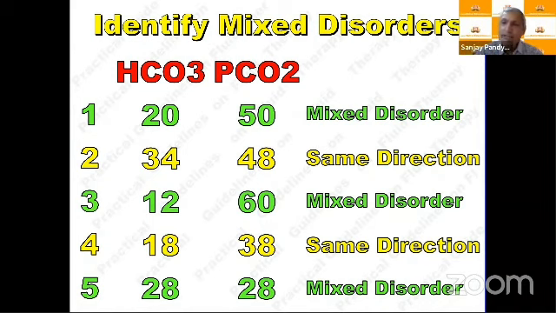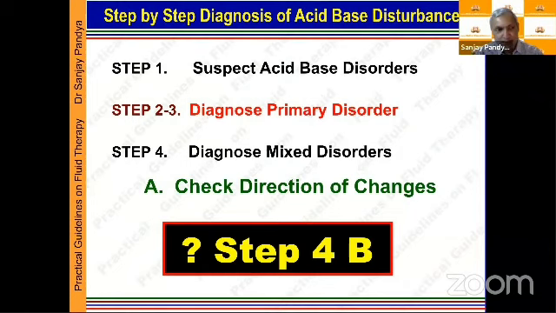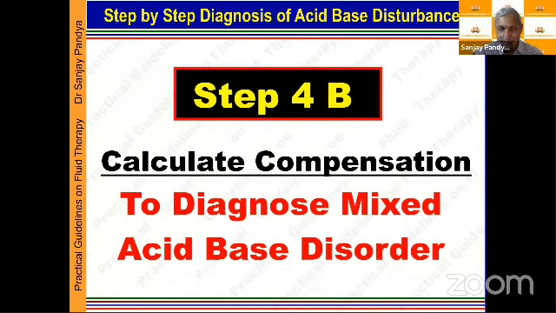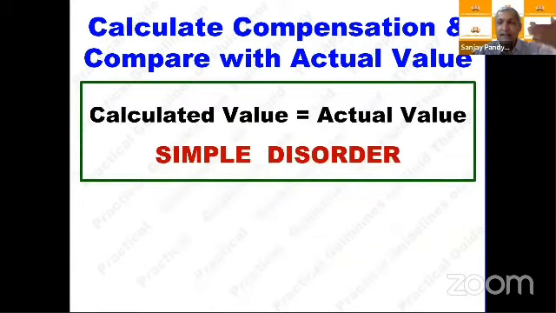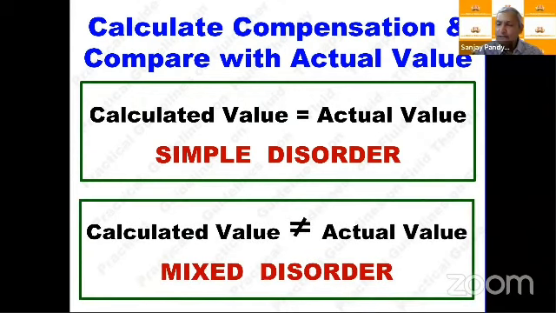Okay. Now, what next? We have suspected, and then how do we go ahead? The answer is to calculate compensation. Calculate compensation to diagnose mixed acid-base disorder. Now, how do we calculate and how is it useful? The formula, all of you are well aware of it. When we have calculated, if the calculated value and actual value match, the disorder is simple. But if the calculated value and actual value differ, that means we are dealing with a mixed disorder.